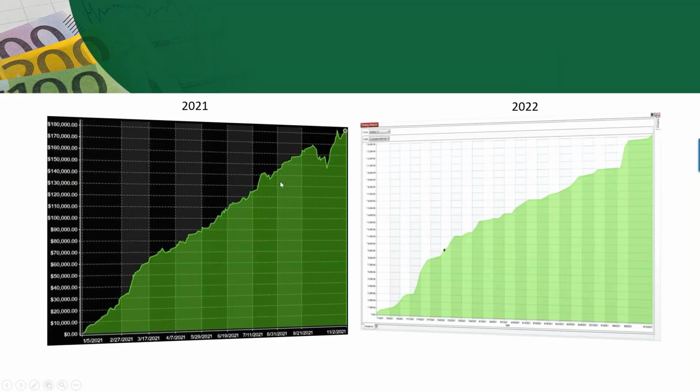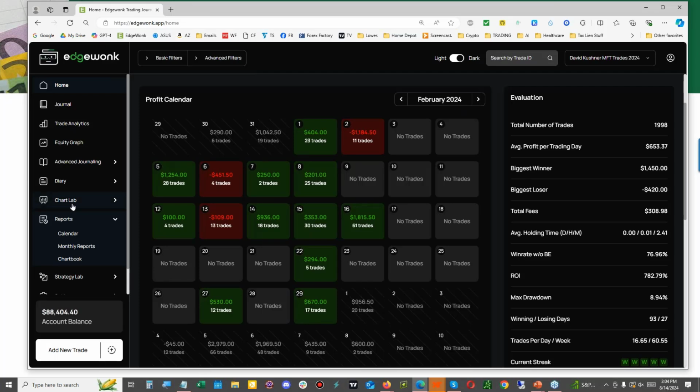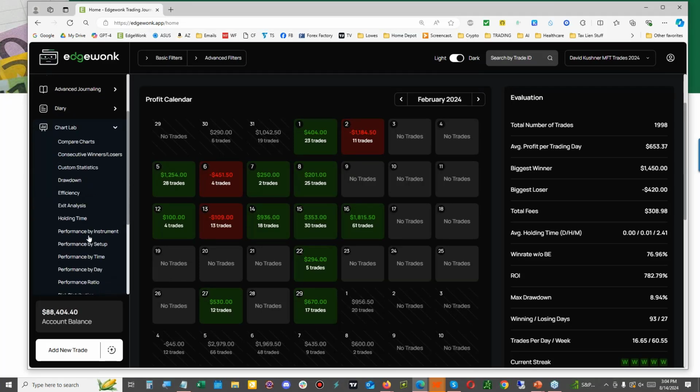This is the equity curves for 21 and 22. I lost all my data for 2023, so I don't have any, but I have some data here so far for 2024. You can do this real quick, I'll show you what it's done so far this year.